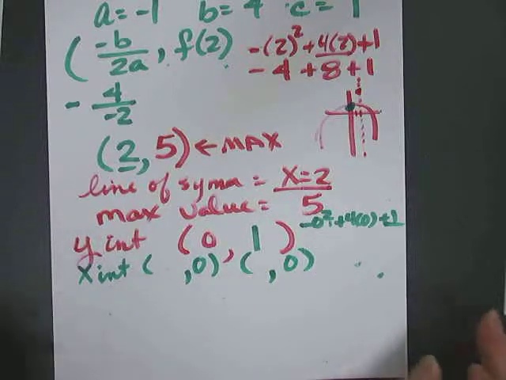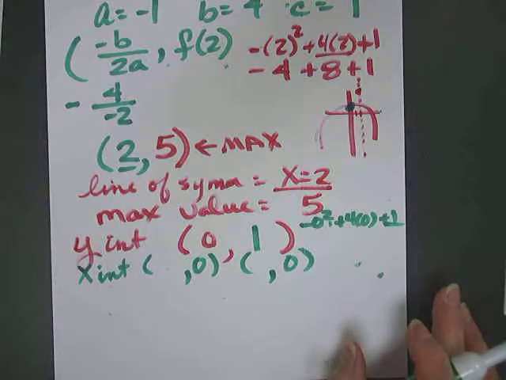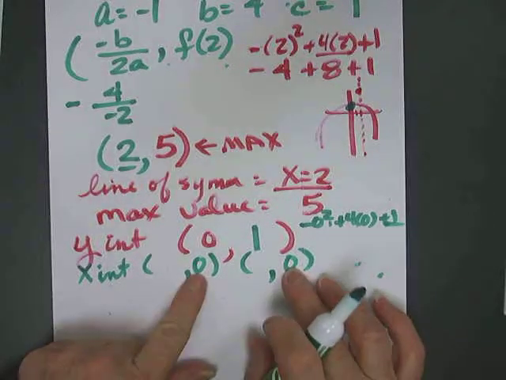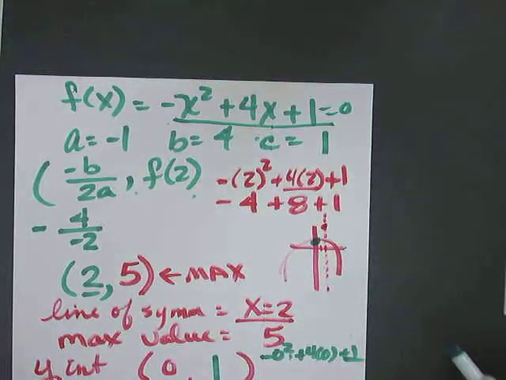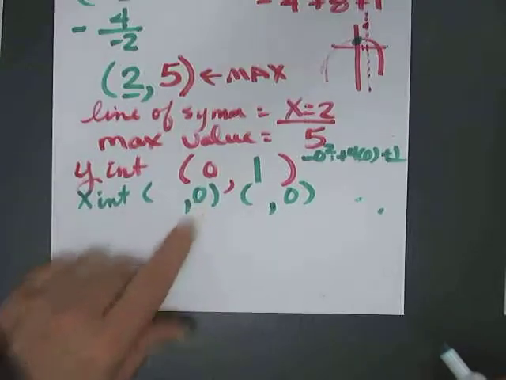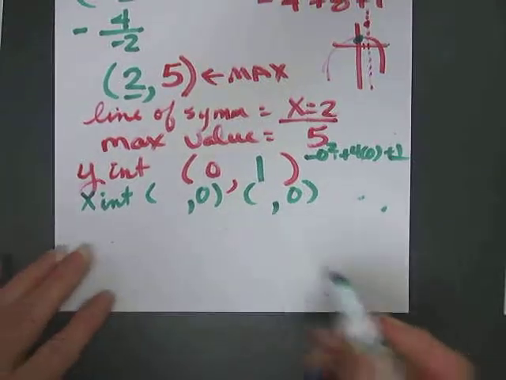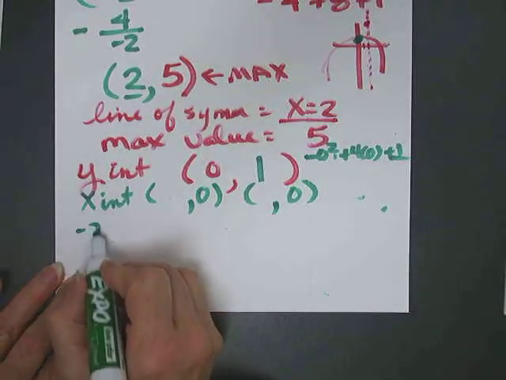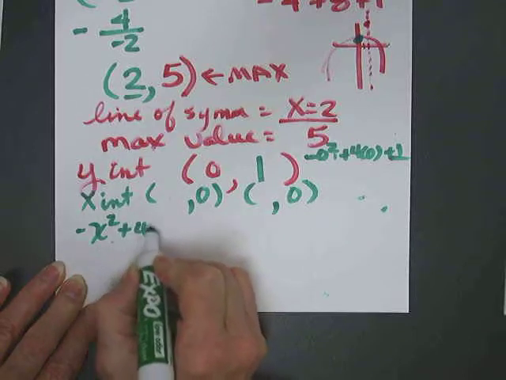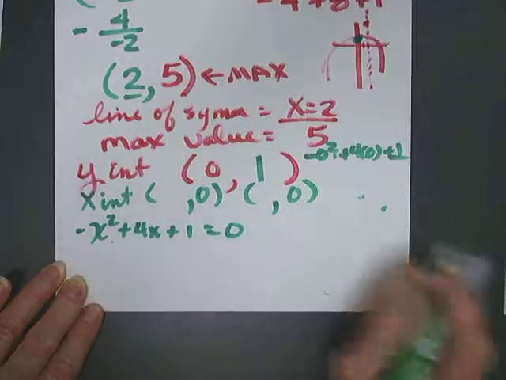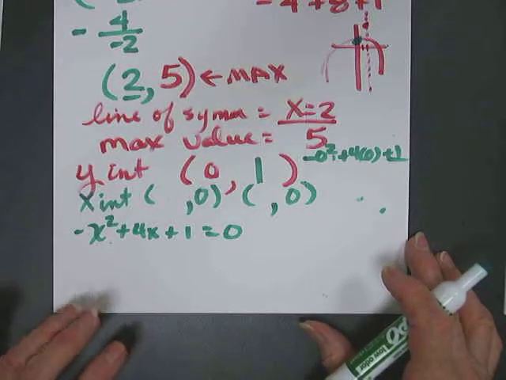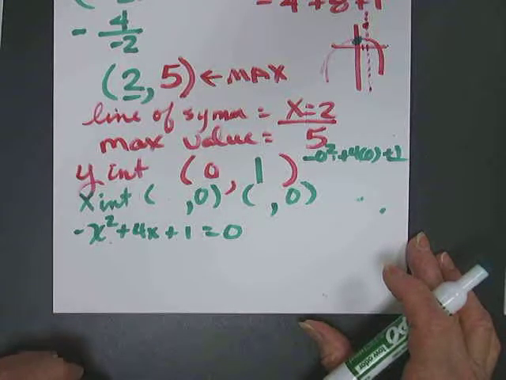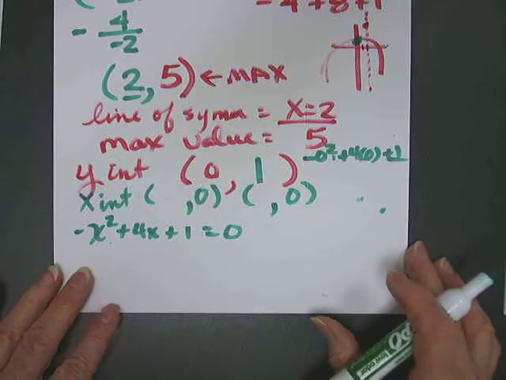And now we have the top, and we need to see where it touches our x, right? The x-intercepts. Okay, so x-intercepts look like what? 2, 0. Like this. But we don't know what the numbers are, right? We need to set this equal to 0 and then factor it.